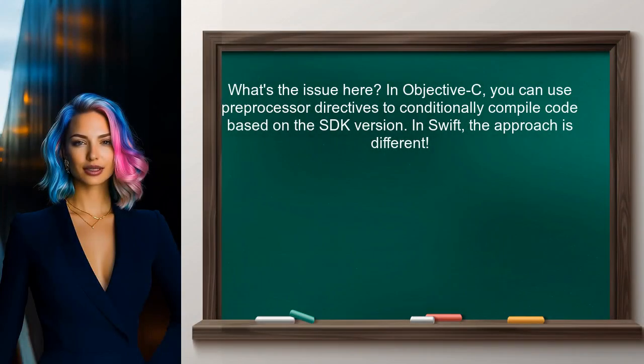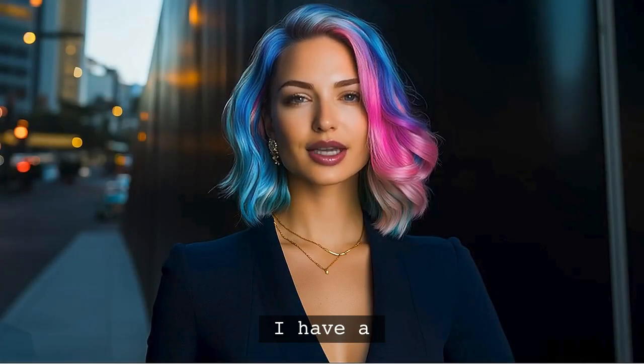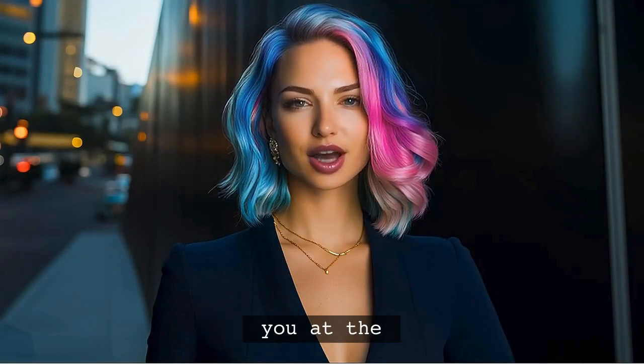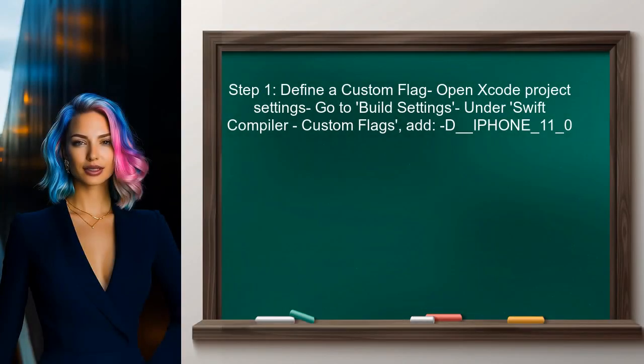So what's the issue here? In Objective-C, you can use preprocessor directives to conditionally compile code based on the SDK version. However, in Swift, the approach is a bit different since Swift does not support preprocessor directives in the same way. And stick around. I have a great workaround for you at the end that will make your coding life a lot easier. To achieve similar functionality in Swift, the user can utilize the availability check in combination with conditional compilation.